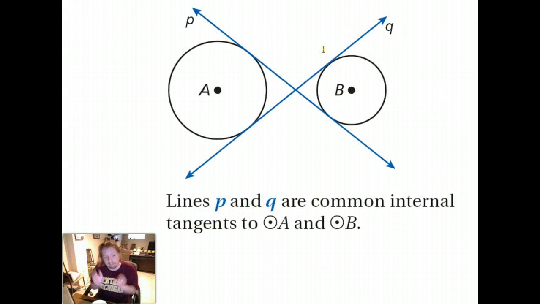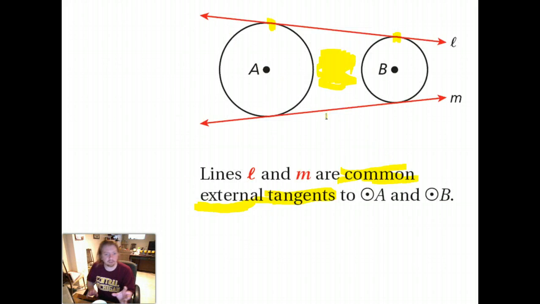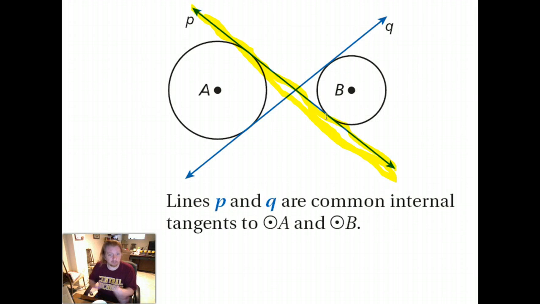Contrast that to an internal tangent. The internal tangent kind of cuts right down through there. Now, if I look at just this one tangent line, let's just look at P, ignore Q for now, you can see that A is below it and B is on top of it. So they're on opposite sides of the tangent line, whereas if they were external tangents, they're both underneath it or they're both on top of it. They're both on the same side of that tangent line. So that's another way of thinking about this.